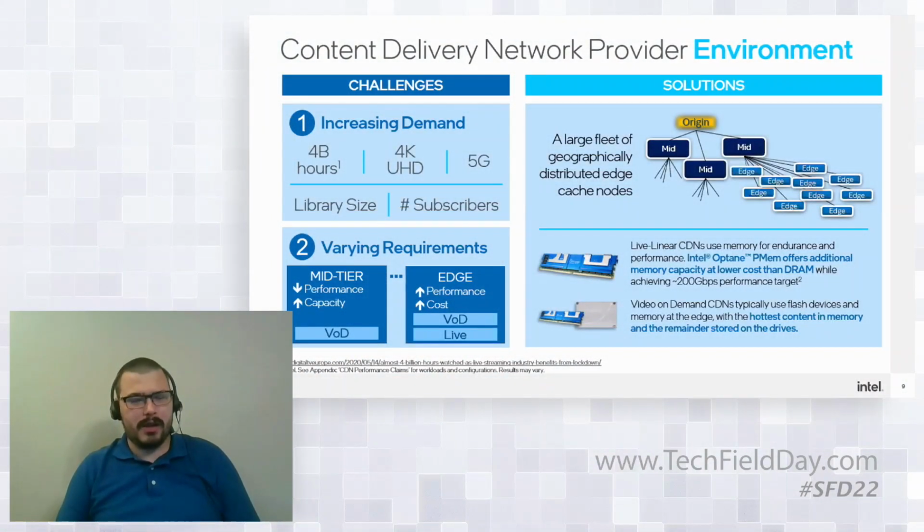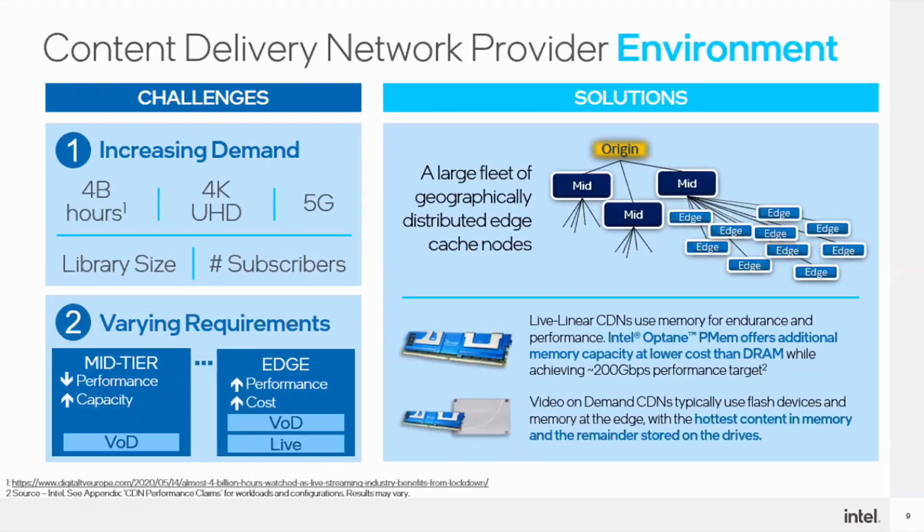A CDN may be used to serve images when you are shopping online, or it may be used to serve video, whether that is live video like we are currently using today, or pre-recorded video. In 2020, for instance, with the pandemic, the consumption of on-demand video and live video skyrocketed. As you can see here on the slide, we have 4 billion hours of viewing in 2020, which is causing a serious need to expand the performance and capacity capabilities of CDNs.